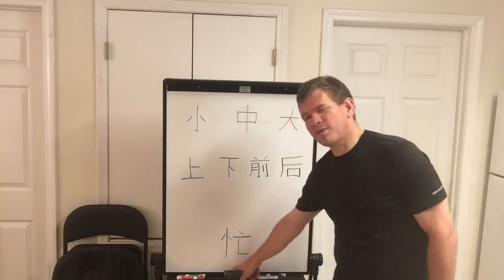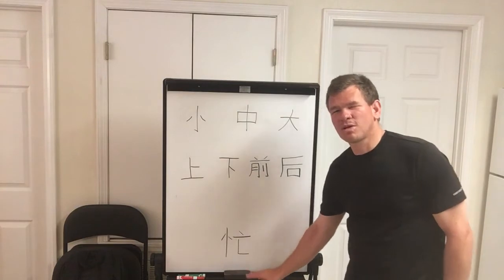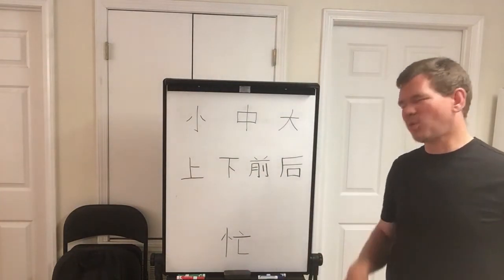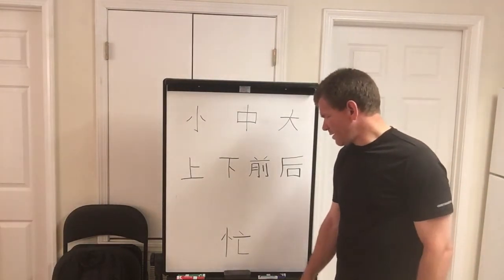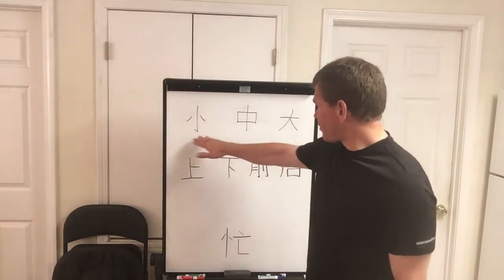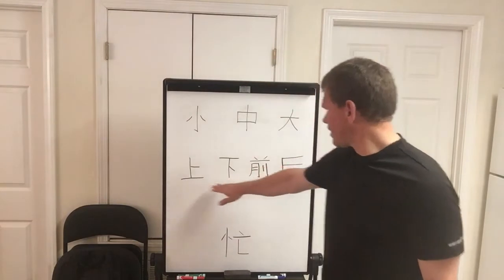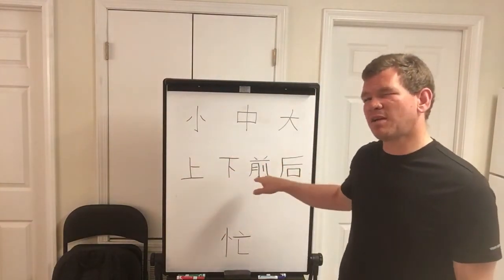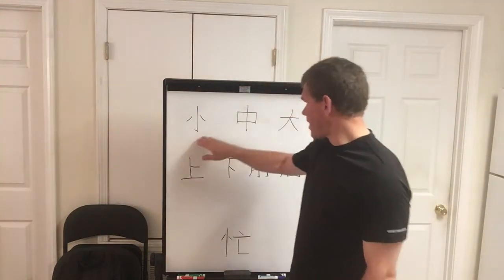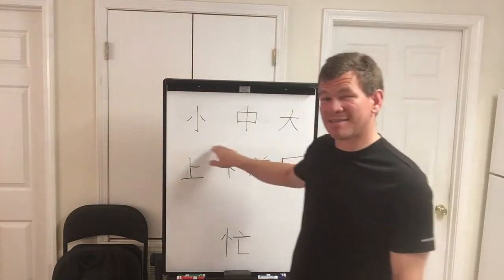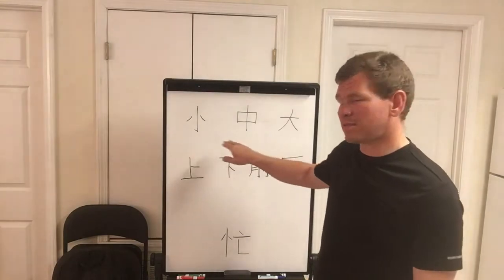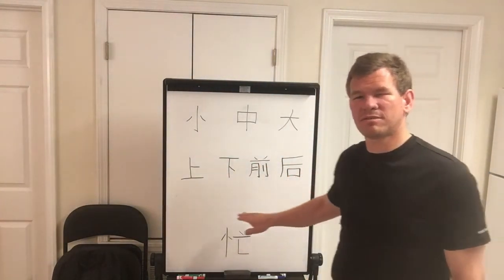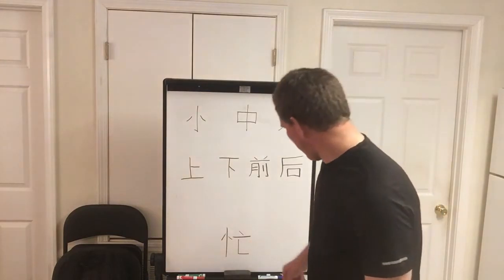So I have down at the bottom our word or phrase of the video. This one today it's just one word. At the top we have 3 characters and the bottom 4 characters. So we're going to be studying 7 characters today. The top has to do with size. The bottom has to do with direction. They're directional.